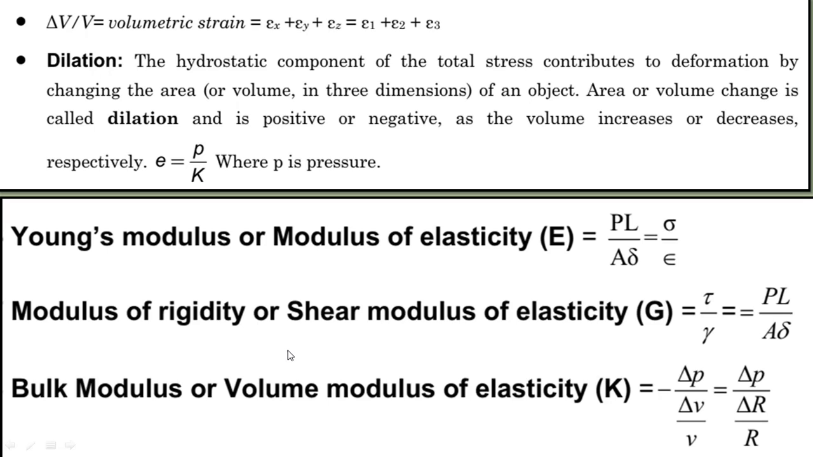So shear modulus of elasticity G, Young's modulus of elasticity E, and bulk modulus or volume modulus of elasticity K is equal to delta P, that is the pressure, divided by delta V by V, that is equal to delta P divided by delta R by R.